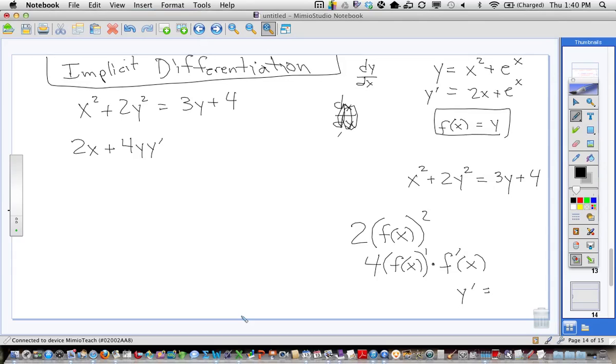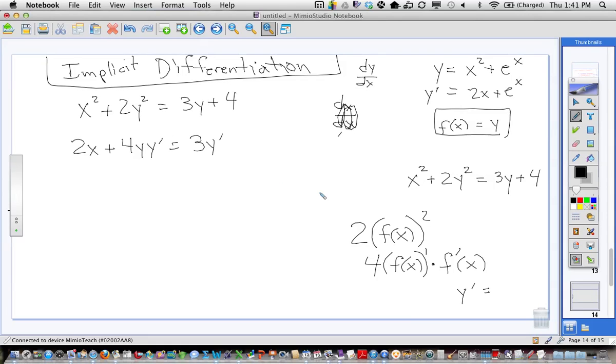So a normal derivative on this would be 4y, and then you would tack on a y prime. And that's really all you have to do. Well, I mean, there's more, but so what will the other side be? So 3y, normal derivative would just be 3, but we tack on a y prime. Derivative of 4, 0. Okay, now, so that's the first important step is to get that.